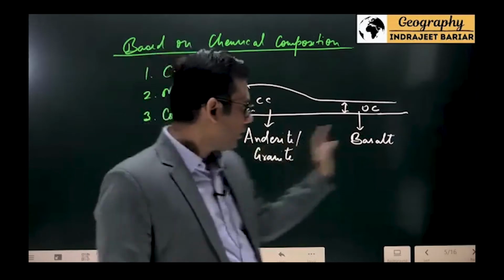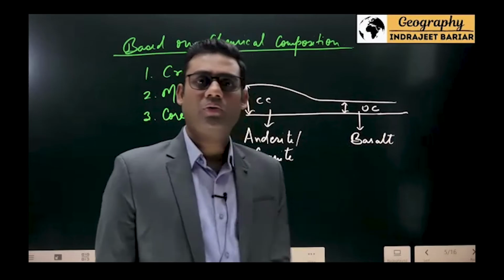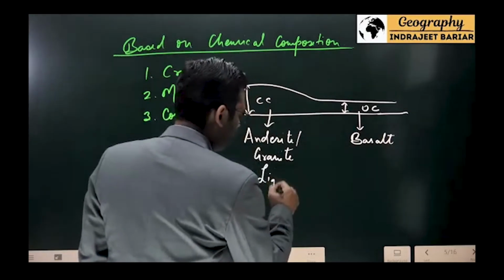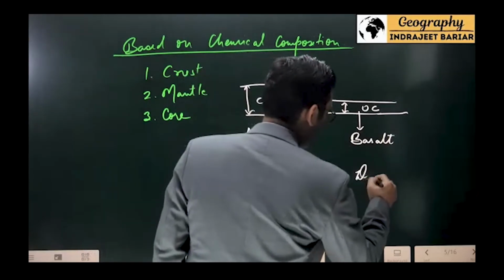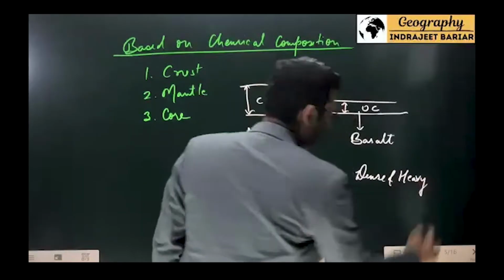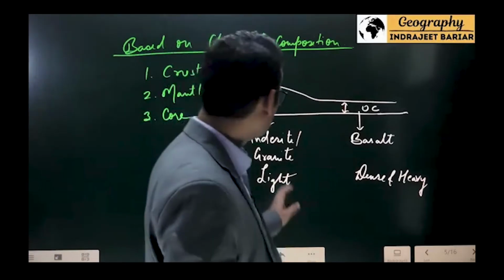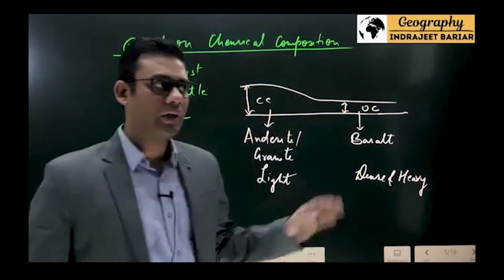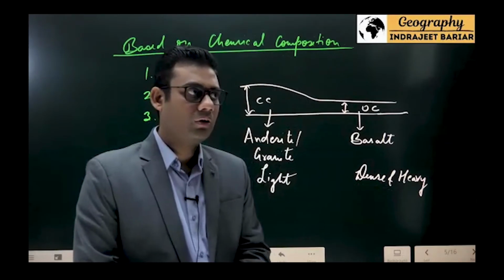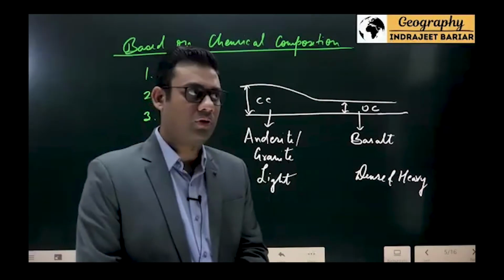A direct result of this chemical difference between the two crusts comes in the form of their density, where continental crust is light, whereas oceanic crust is dense and heavy. So that's the basic difference that I find between oceanic crust and continental crust. Okay, everyone? That's the first difference.